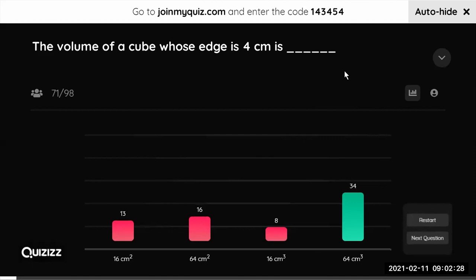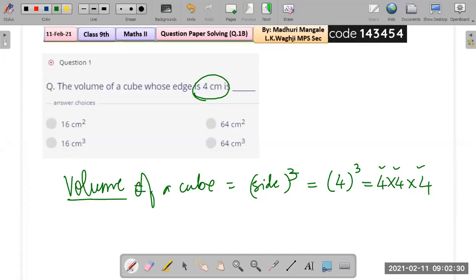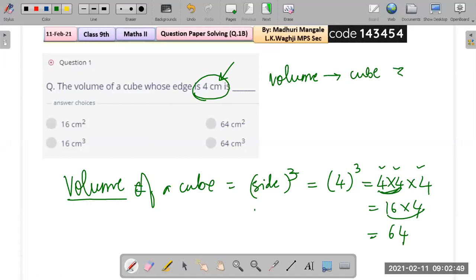Now, let me help you with this. Please join the Zoom screen. So side cube over here, 4 times 4 is 16. 16 times 4 is 64. But very important, what is the unit? The unit is centimeter over here. Remember, for volume, it is always cube. The degree is 3. For area, it is squared. The degree is 2. So here it should be centimeter cube. Centimeter cube was the correct answer. Let us move to the next question.